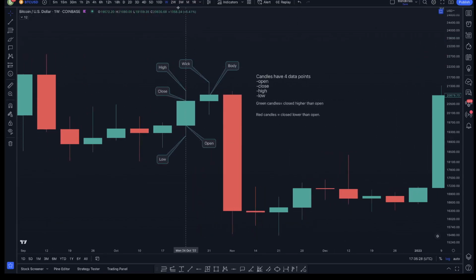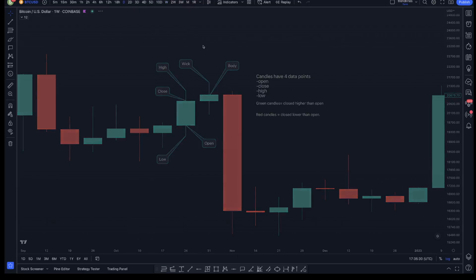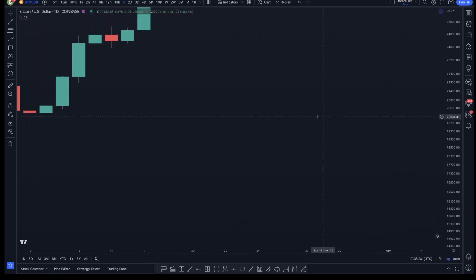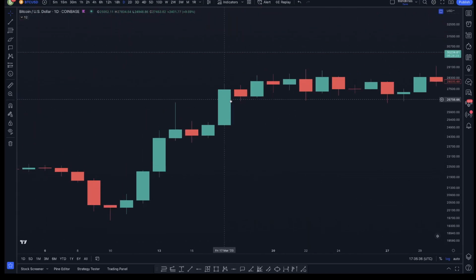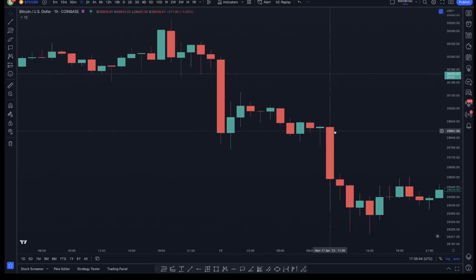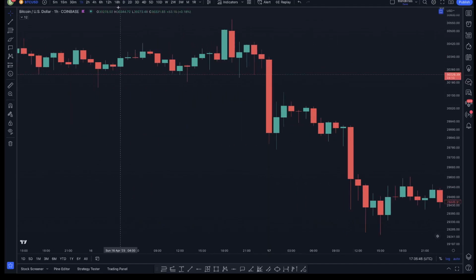Again, each time frame represents 1 candle. So I switched to the daily chart here. Now each candle represents 1 day of price action. And same thing as we move into the smaller time frames. These are hourly candles, and so on and so on.